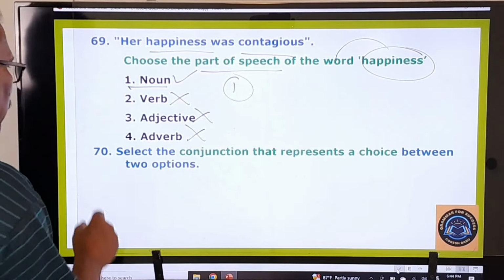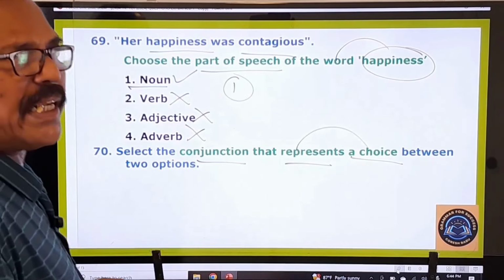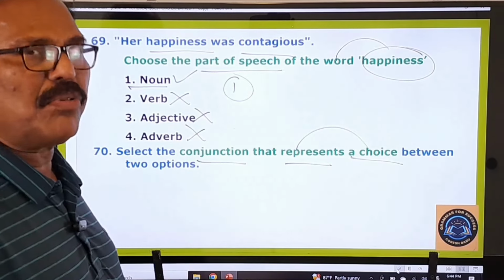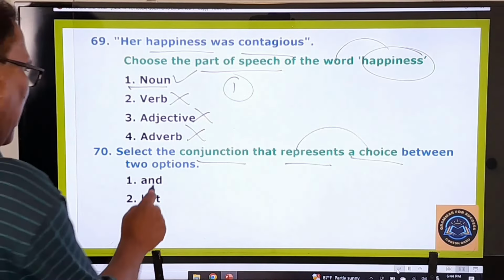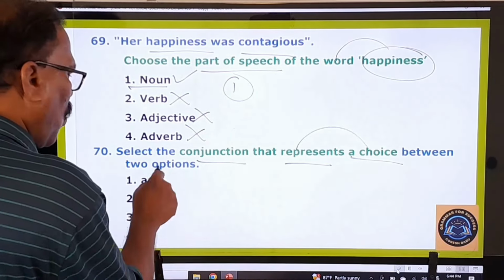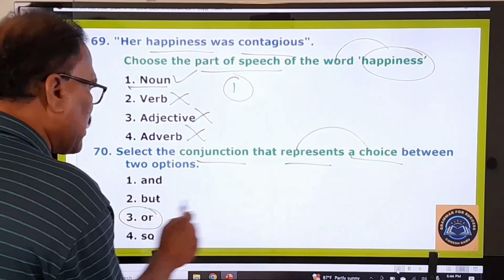And you go to the 70th one. Select the conjunction that represents a choice. Choice indicating conjunction. He is asking you to identify out of the options given here. What are the options? And, but, or, so. These are all coordinating conjunctions, and of which, this 'or' indicates choice.